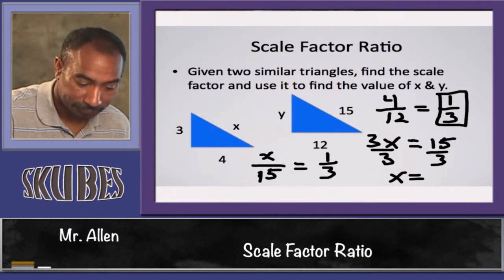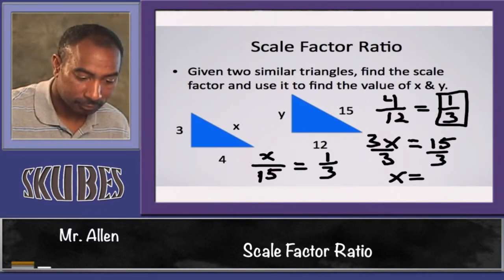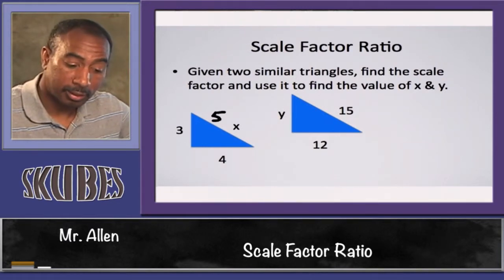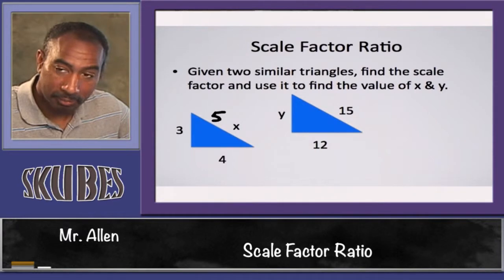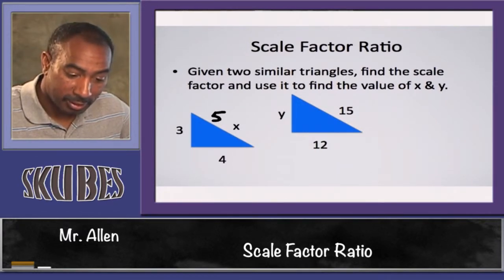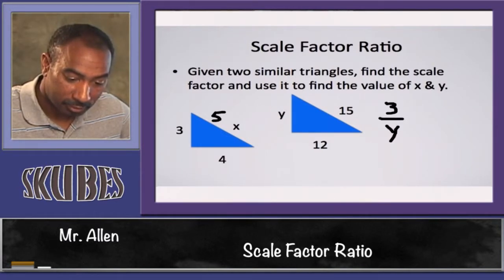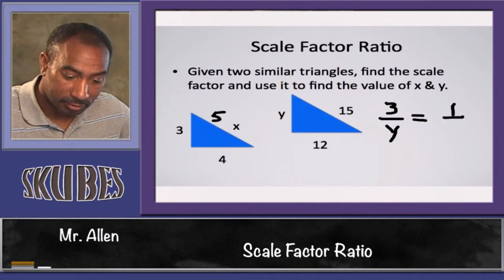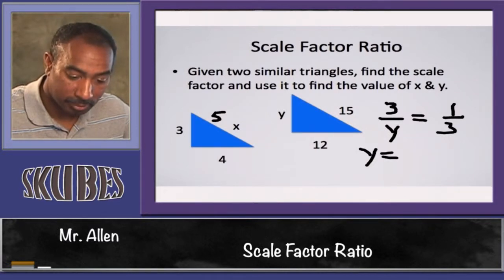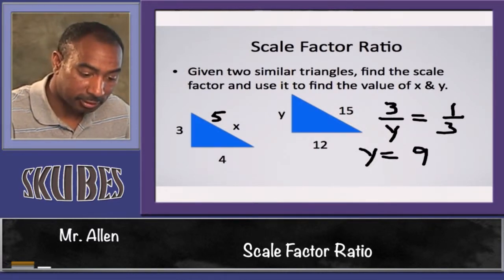All right, let's see. What about y? We know this is 5. Y, you can do the same thing. But remember, y is on the bigger triangle. So I'm going to say 3 is to y and set that equal to 1 to 3. And I'm going to cross multiply. So I get y times 1 is y. 3 times 3 is 9. So this has a length of 9.